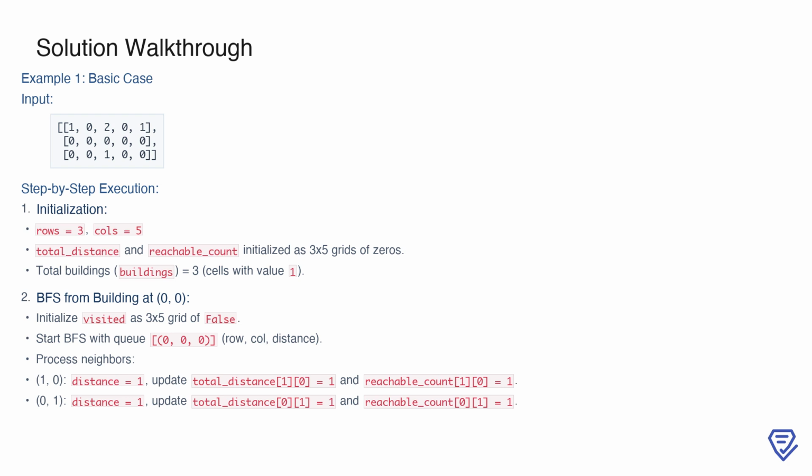The first step is to perform a breadth-first search, BFS, starting from the building located at 0,0. During this BFS, we maintain a visited grid to ensure we don't process the same cell multiple times. Starting with a queue containing the building's position and distance 0, we explore its neighbors. For instance, moving to 1,0, we calculate a distance of 1, update total_distance[1][0] to 1, and increment reachable_count[1][0] to 1. Similarly, for the neighbor at 0,1, we update its total_distance and reachable_count as well, reflecting the distance and the fact that it's reachable from this building.